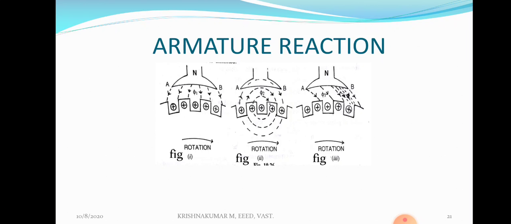So flux density is more at the trailing pole tip. Flux density is less at the leading pole tip. This is the effect of armature reaction. So unequal flux distribution takes place.